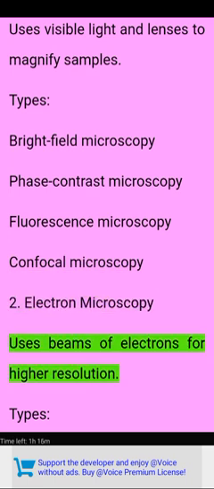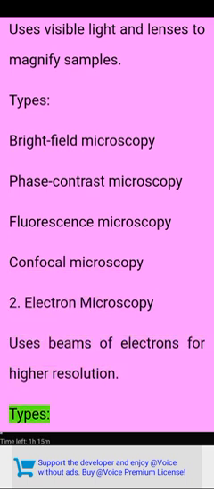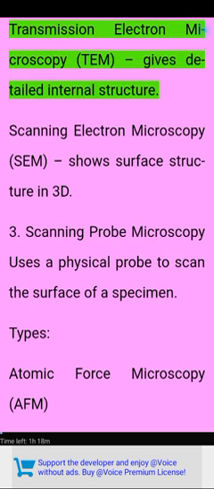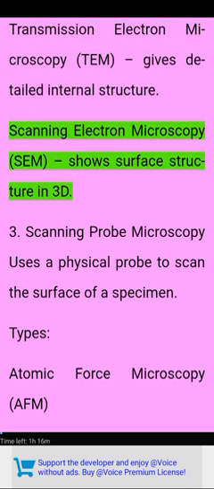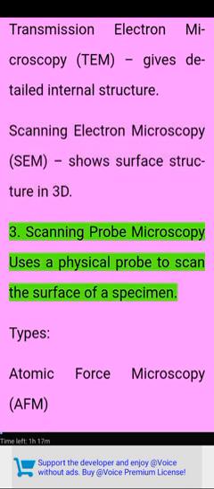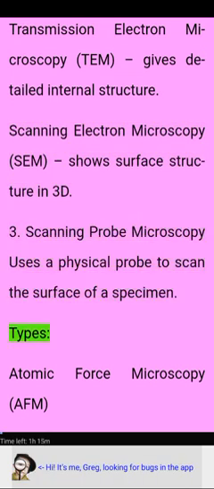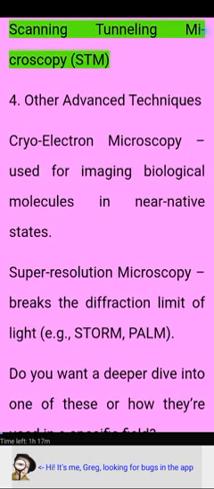2. Electron microscopy. Uses beams of electrons for higher resolution. Types: transmission electron microscopy, TEM, gives detailed internal structure. Scanning electron microscopy, SEM, shows surface structure in 3D. 3. Scanning probe microscopy uses a physical probe to scan the surface of a specimen. Types: atomic force microscopy, AFM, and scanning tunneling microscopy, STM.